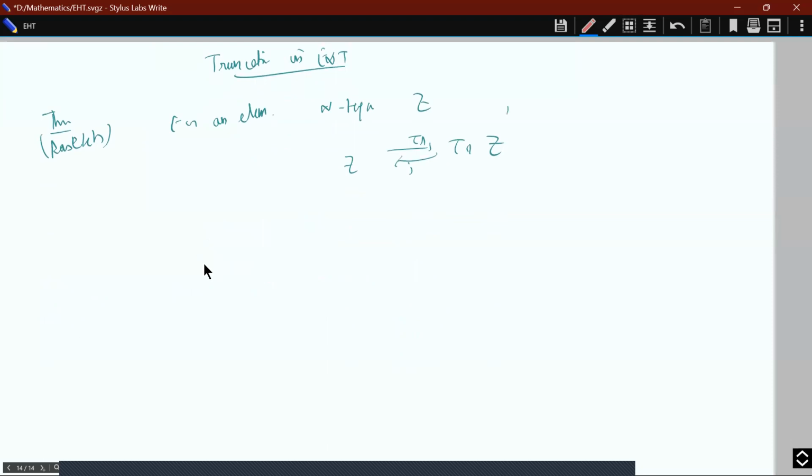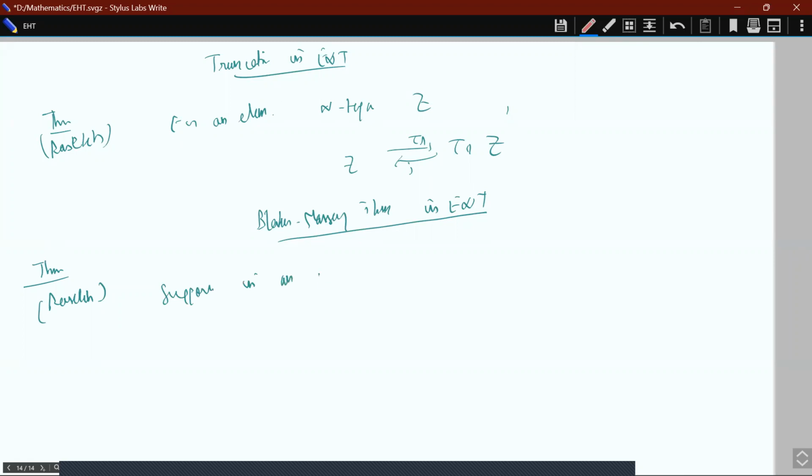So yeah, now as promised, I'll state this version. This is the last thing that I'll be saying. This is the Blakers-Massey theorem in an elementary infinity topos. So I'll just write the theorem down. Rasekh again. So suppose, in an elementary infinity topos Z, we have a pushout diagram.